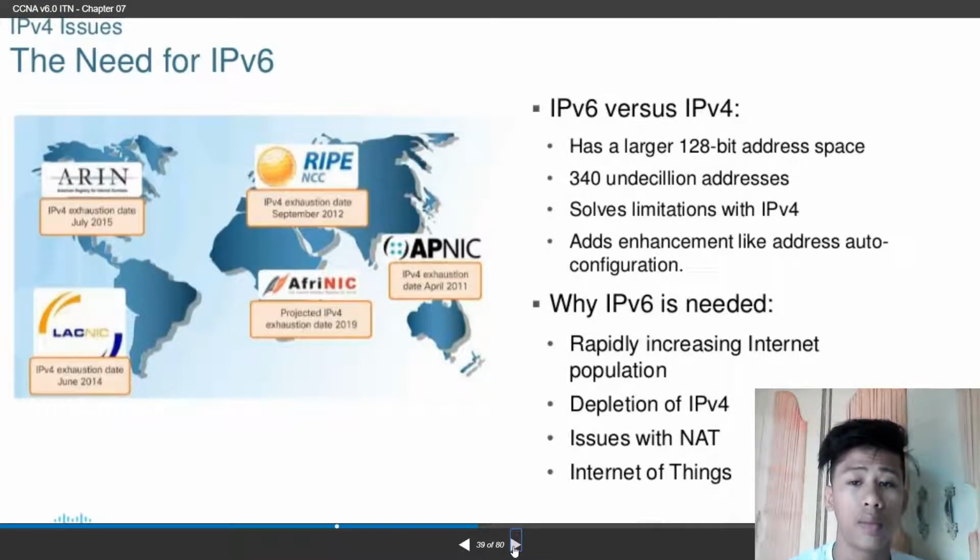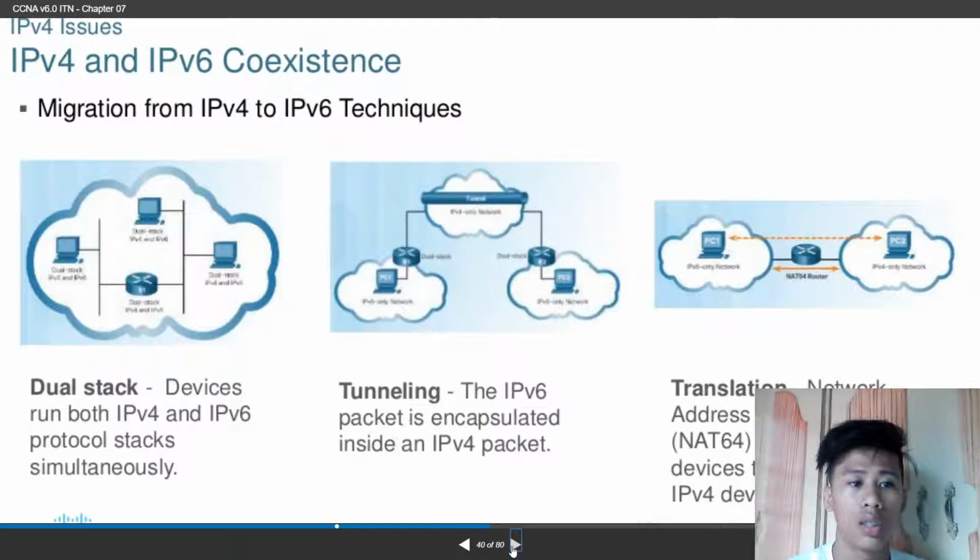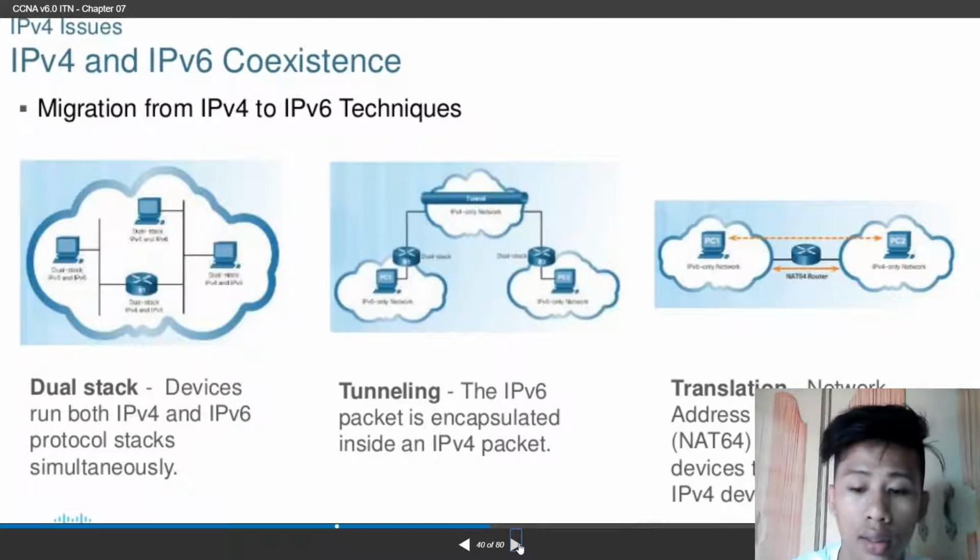IPv6 versus IPv4. IPv6 is needed because of the rapidly increasing internet population and the Internet of Things. IPv4 and IPv6 coexistence uses dual stack, tunneling, and translation. Dual stack devices run both IPv4 and IPv6 protocol stacks simultaneously. Tunneling encapsulates IPv6 inside IPv4 packets, and translation is network address translation, or NAT64, which enables devices to communicate with IPv4 devices.